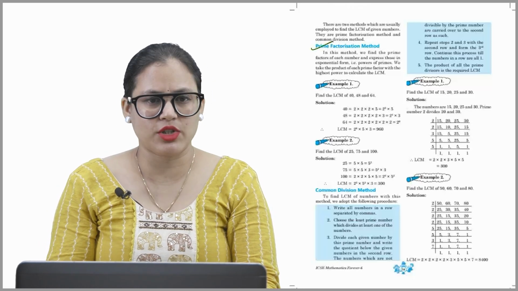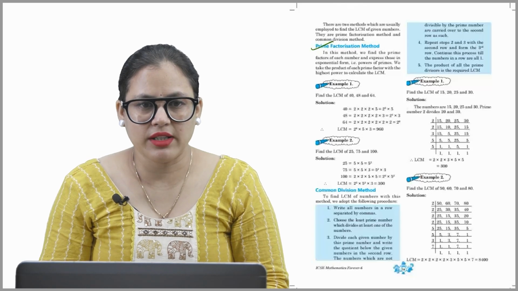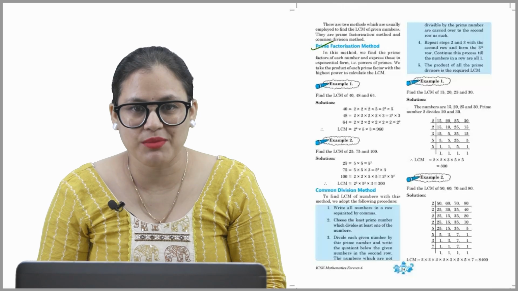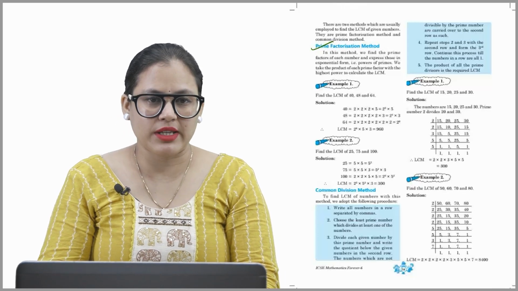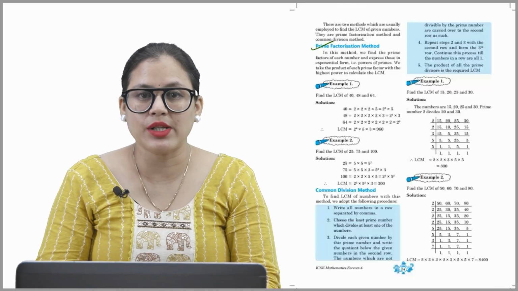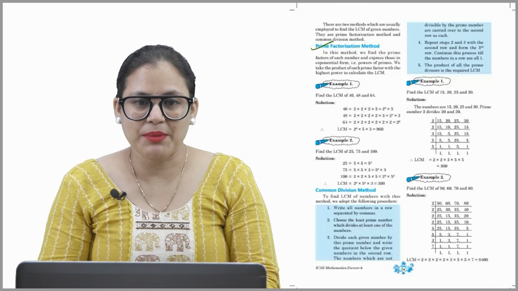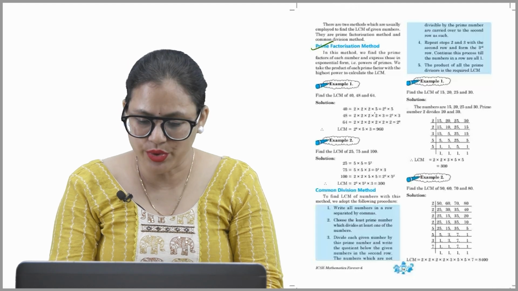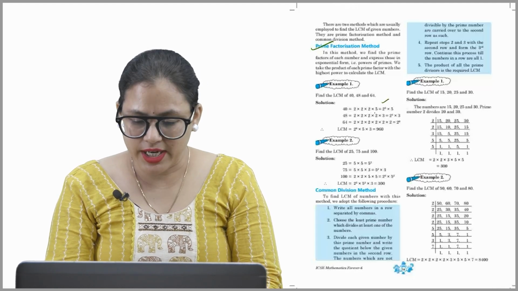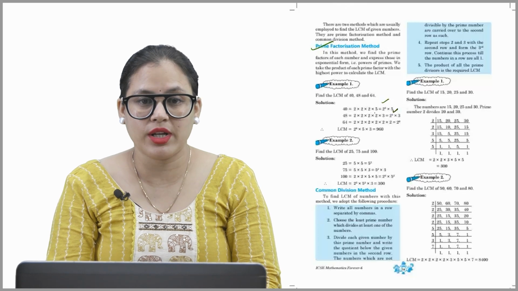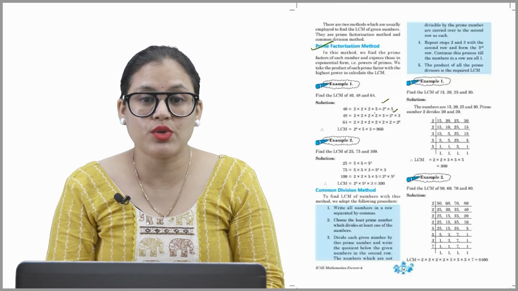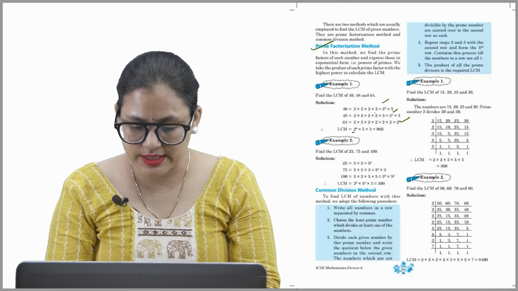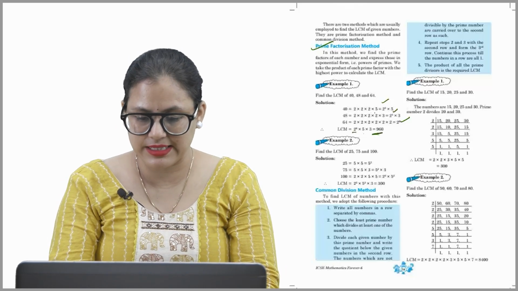First is the prime factorization method. In this method, we find the prime factors of each number and express those in exponential form, that is, powers of primes. We take the product of each prime factor with the highest power to calculate the LCM. For example, 40 is equal to 2 into 2 into 2 into 5, so 2 raised to the power 3 into 5. 48 is equal to 2 raised to the power 4 into 3. And 64 is 2 raised to the power 6. So we will take the highest power of 2, that is 2 raised to the power 6. Then 5 into 3, and 960, this is the LCM.